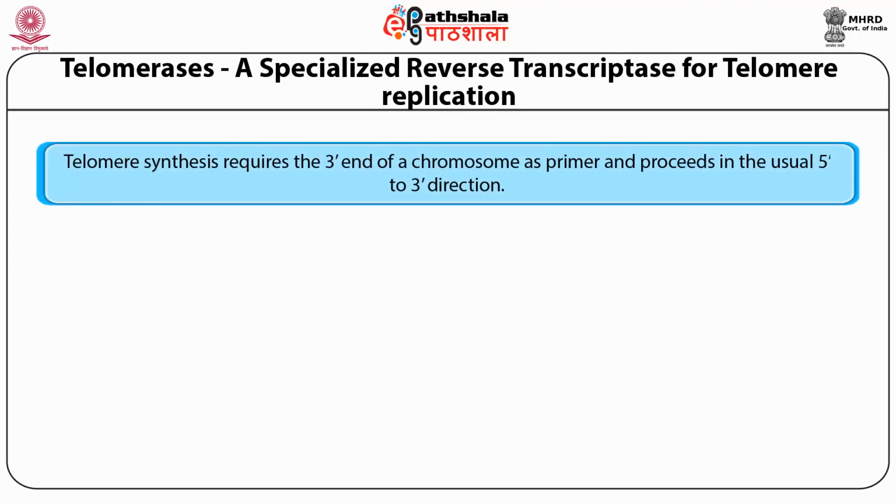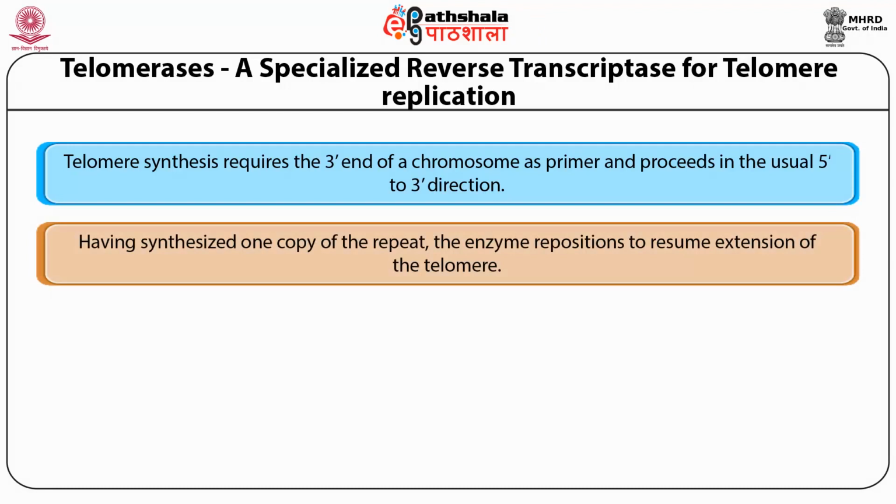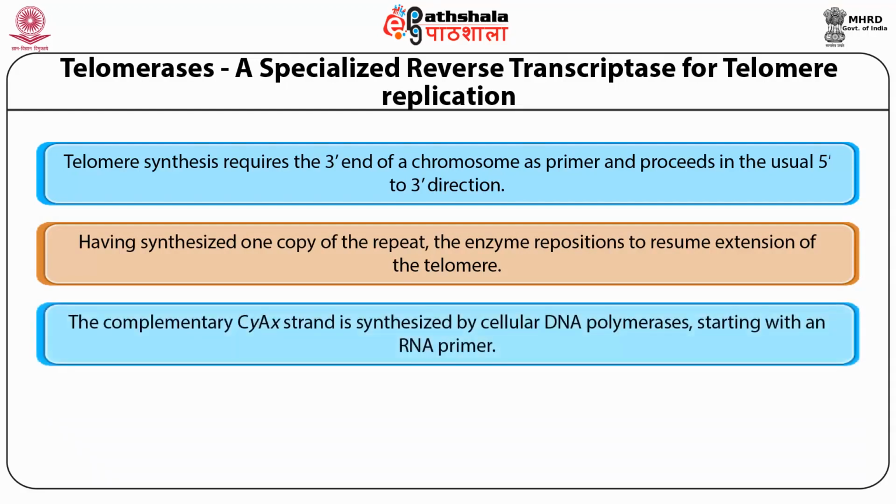Telomere synthesis requires the 3' end of a chromosome as a primer and proceeds in the usual 5' to 3' direction. Having synthesized one copy of the repeat, the enzyme repositions to resume extension of the telomere. The complementary C-A strand is synthesized by cellular DNA polymerases, starting with an RNA primer.